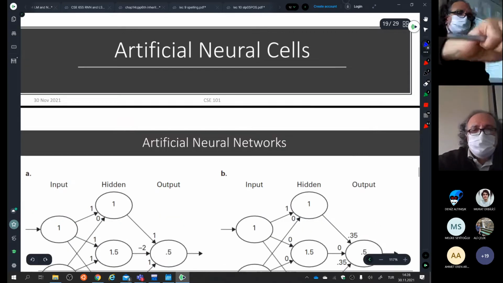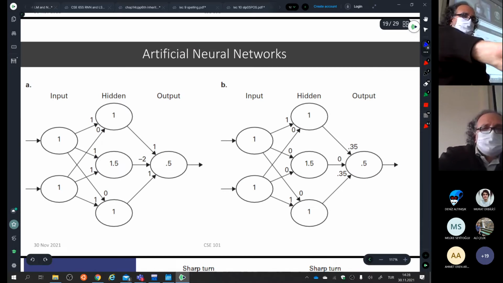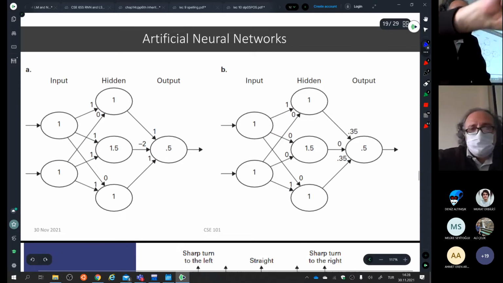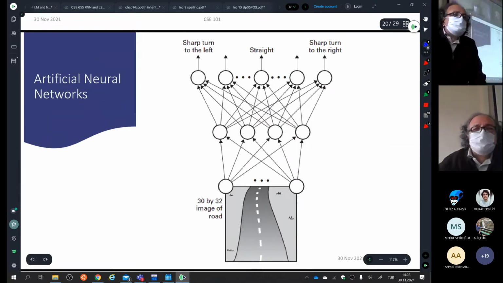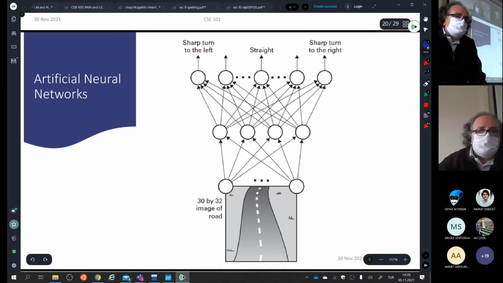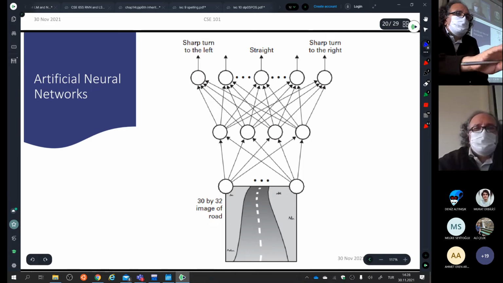Maybe I should do it this way. These are my inputs, some cells, some other cells. This can do more complicated stuff, or I can do this kind of stuff. Get the image of the road, a 30 by 32 image of the road, and feed it into this kind of network. The network output is, if I light this up, it means sharp turn to the left, sharp turn to the right, or straight.